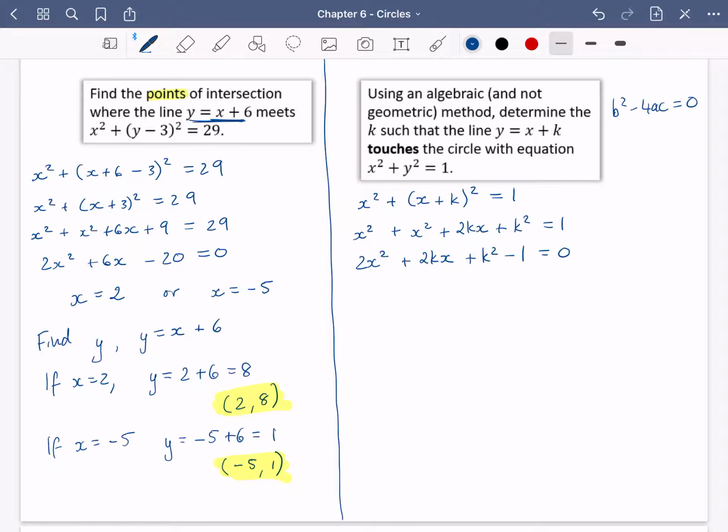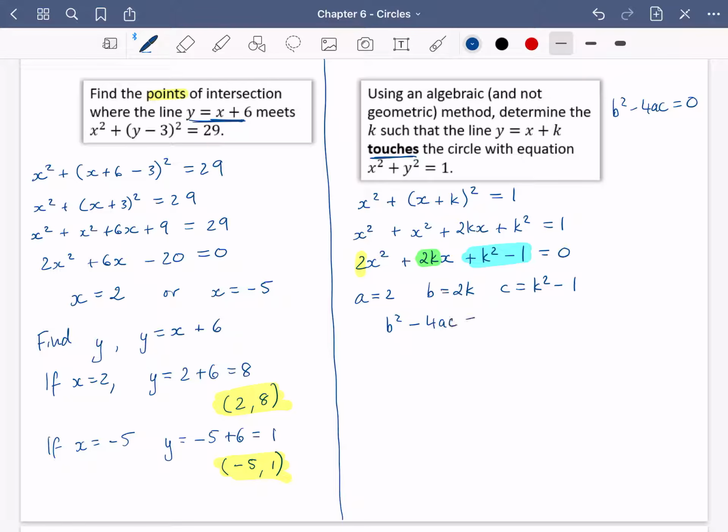Now, although you might not necessarily see this, this is indeed a quadratic. We have the a term, we have the b term, which goes in front of the x, and we have the c term, which just happens to be two terms together. So in this case here, a is 2, b is 2k, and c is k squared minus 1. Now, because it's just touching at one point, we are going to say that b squared minus 4ac equals 0.